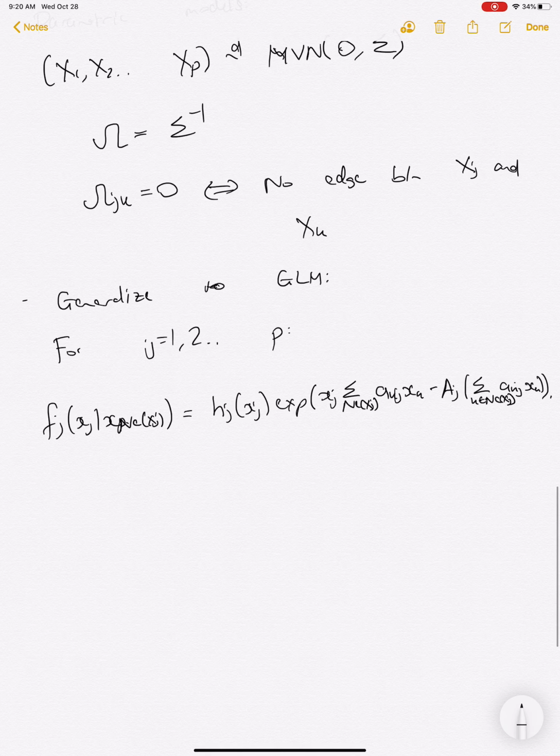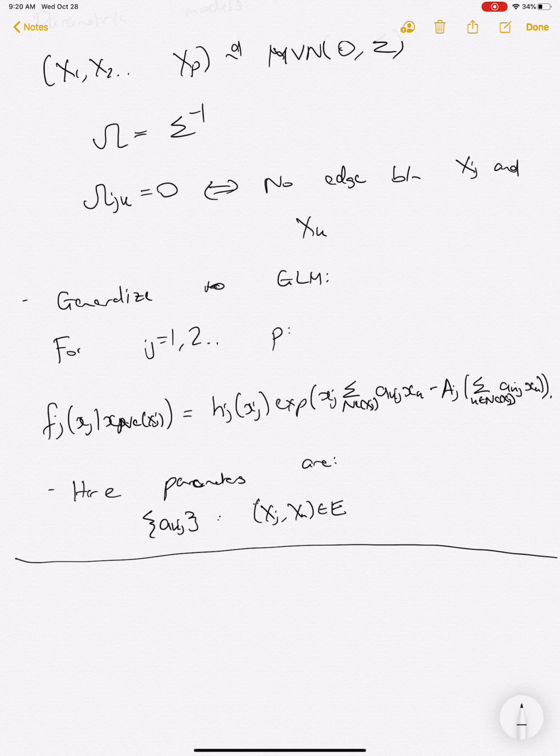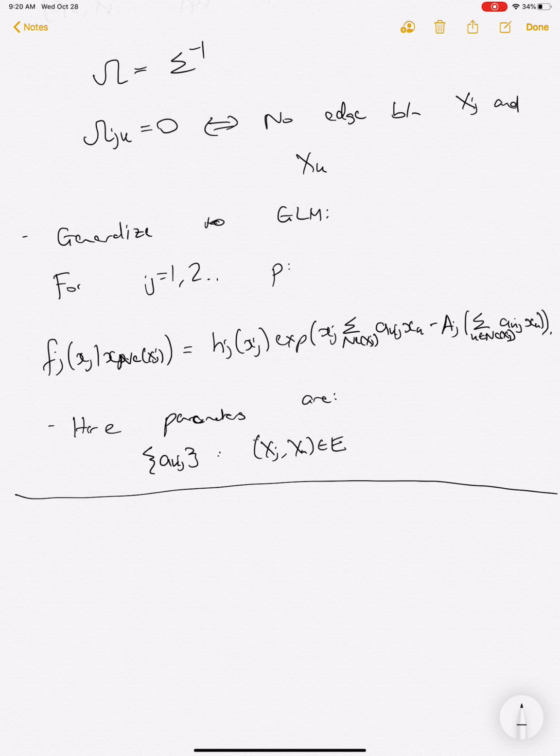Okay, so here the parameters are AKJ, and then we have only if XJ and XK is in the edge set. So those are the parameters there. Obviously, I spent a while on that because we've spoken about that over the last few lectures, but that's how you can define the models.